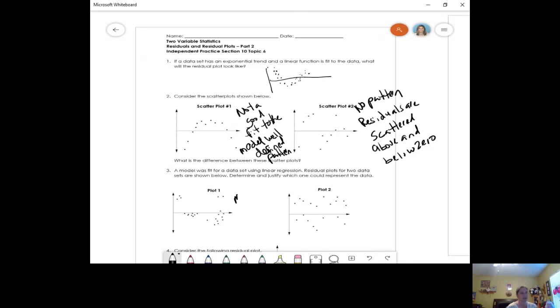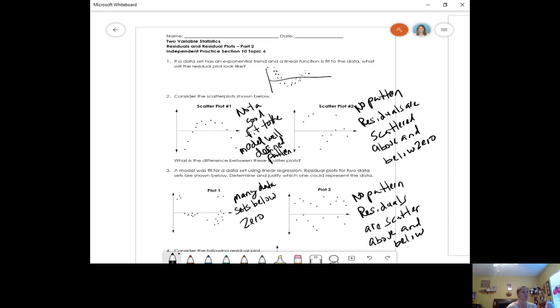So we're going to say many data sets below 0. Okay, and if you look over here, pretty even, right? So we're going to say there is no pattern, and the residuals are scattered above and below 0.